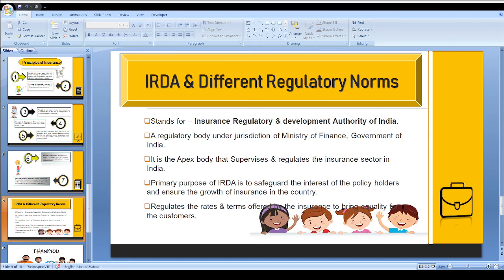It will also help promote efficiency in the conduct of insurance business: how the insurance companies are going to work, and what their modus operandi will be for different kinds of work. And each kind of insurance policy available in India is going to be covered under IRDA, and no insurance company can avoid that. All the rules and regulations provided by IRDA are a must for every insurance company.